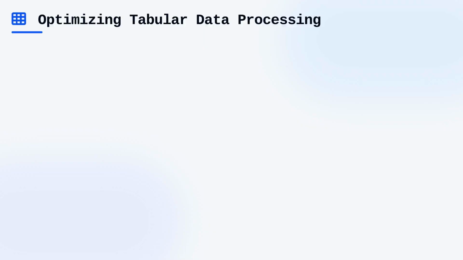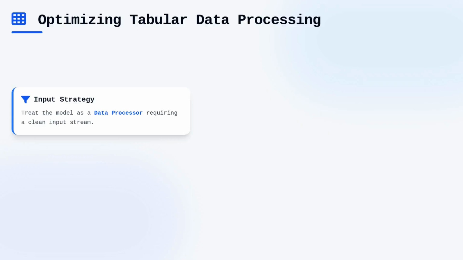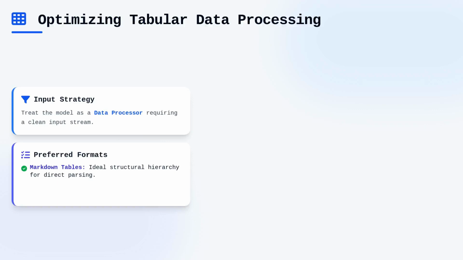When handling tabular information, we must treat the model as a data processor that requires a clean input stream. Markdown tables are the preferred medium for this interaction because they provide a structural hierarchy that the model can easily parse without additional transformation layers. If your data is in a comma-separated format, ensure that you explicitly mention the column headers in your prompt to maintain semantic integrity throughout the analysis.